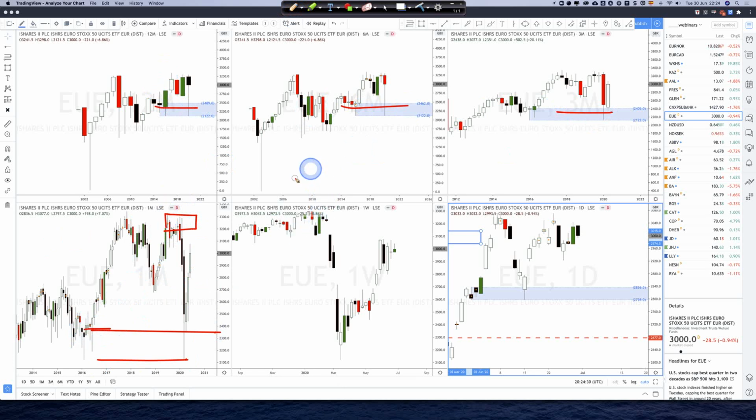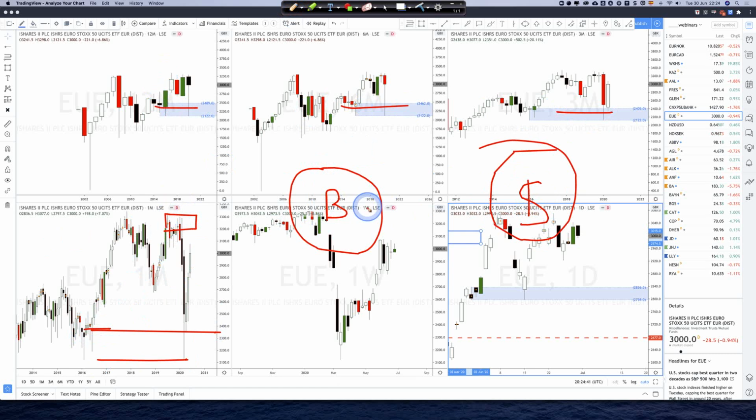On the left side, you've got the bias for longs, for buying, and here for selling. So for buying, we've got 1, 2, 3, and 4 points. That's the left balance, 4.